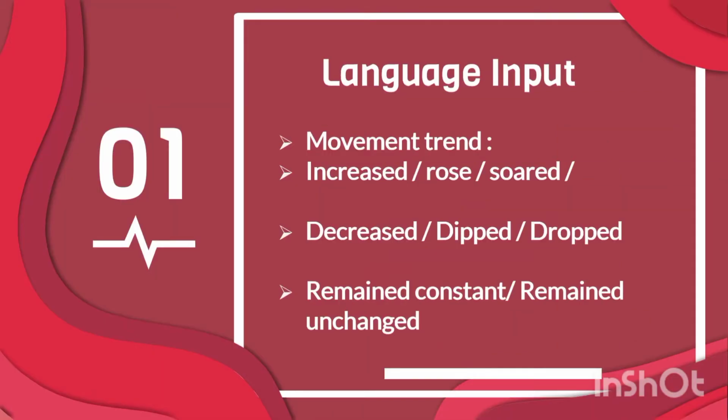So for the first tip, you need to master or acquire the language input. For example, increased, rose, soared, or decreased, dipped, dropped, or remain constant, or remain unchanged. And you also can find out more about these movement trends from your textbooks or reference books.